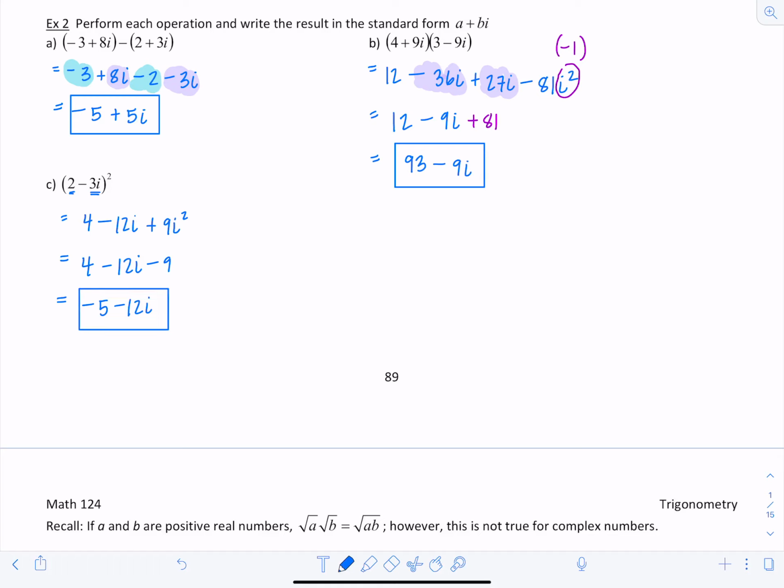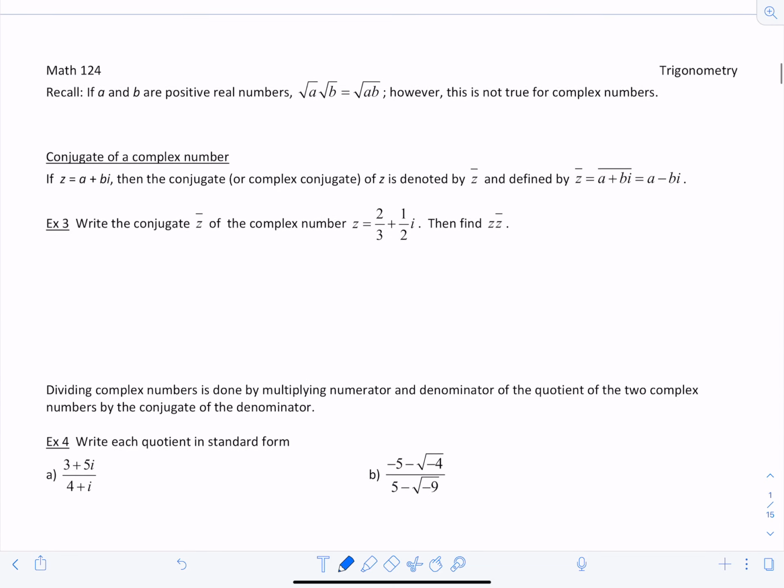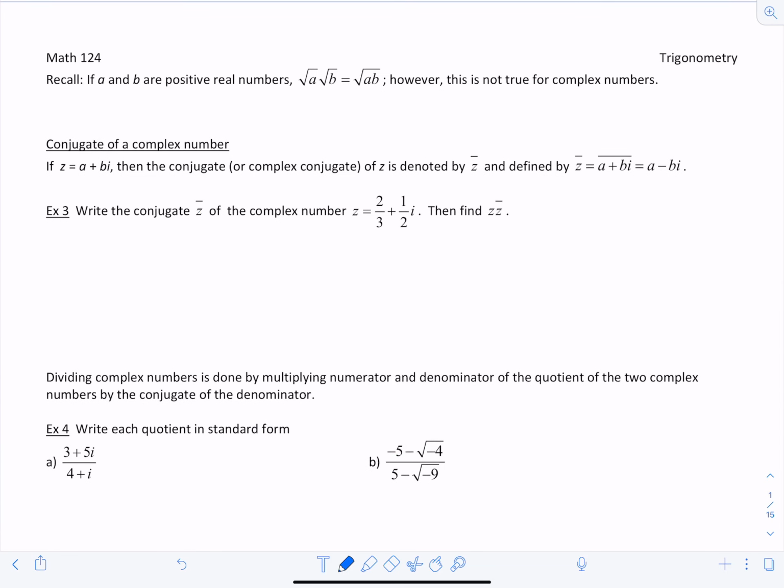All right, good, looks lovely. Now, if a and b are positive real numbers, then when you have the square root of a times the square root of b, you can combine them underneath the same square root sign. However, this is not true for complex numbers, so be careful not to apply that when you're dealing with complex numbers. You have to simplify them separately and then multiply afterwards. All right, just put that on the back burner.